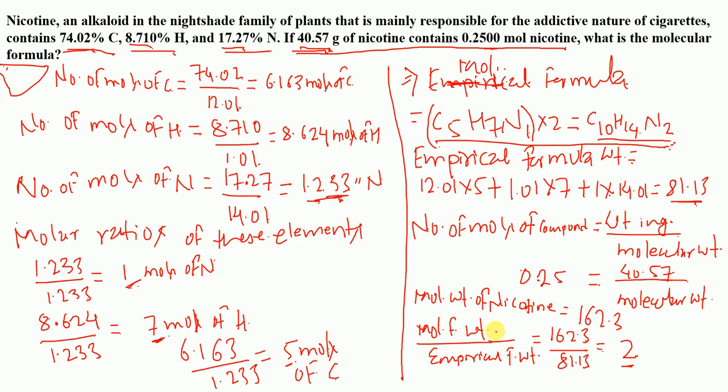Then we had to determine which number we should use to multiply the empirical formula. For that, we divided the molecular formula weight, 162.3, by the empirical formula weight, 81.13, and we got 2. Finally, we multiplied the empirical formula by 2: C5 times 2 is 10, H7 times 2 is 14, and N1 times 2 is 2. So this is how we obtained the molecular formula from the percentage of the elements present in nicotine.